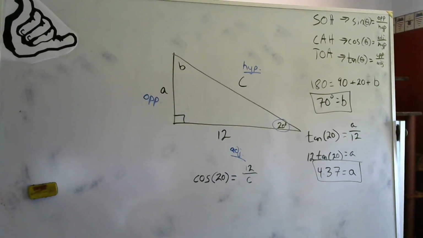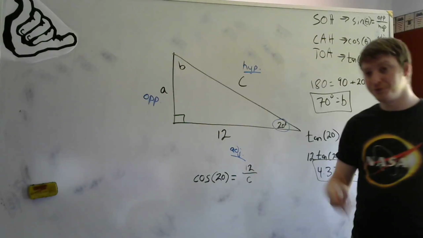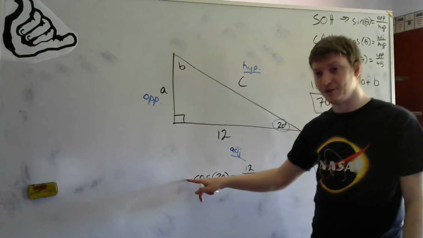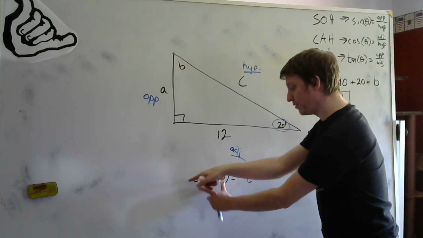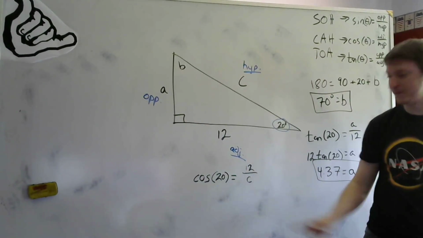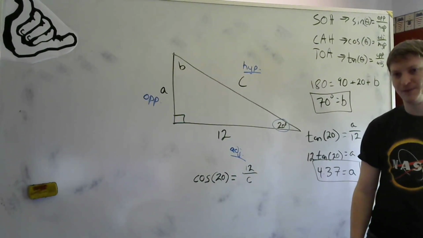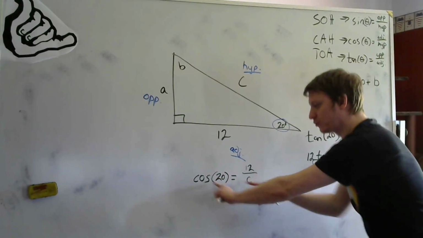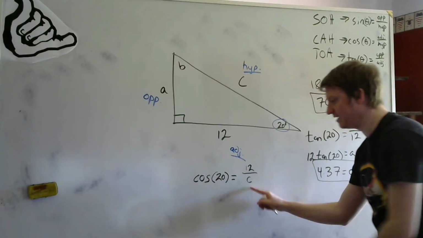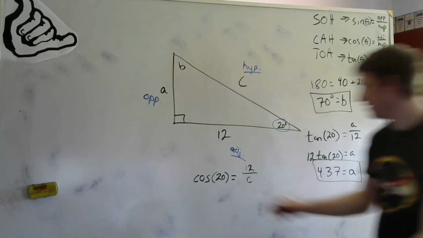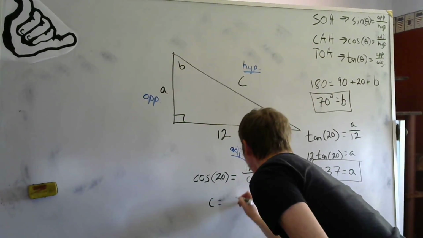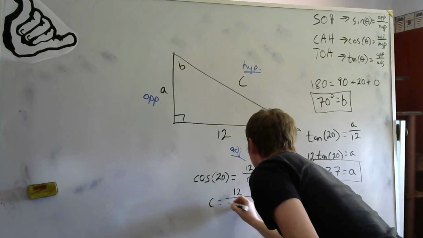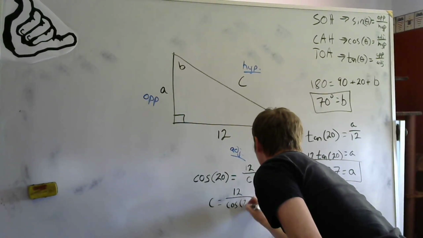And from here, what I want to do to solve for C is multiply both sides by C to get it in the numerator, and then divide both sides by cosine of 20 to get it away from that C that just moved to the other side. So effectively, these two things are going to swap places, the C and the cosine of 20. So I'll get C is equal to 12 divided by cosine of 20.